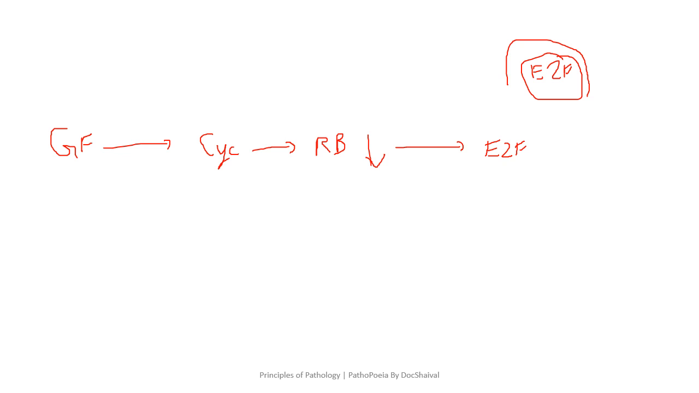So when the retinoblastoma is phosphorylated, this E2F escapes. E2F is a transcription factor, and it causes transcription to increase, and this causes the cell cycle to proceed. Now imagine what would happen if we have growth inhibitors like TGF beta, or growth inhibition signals from p53, as I've already mentioned.